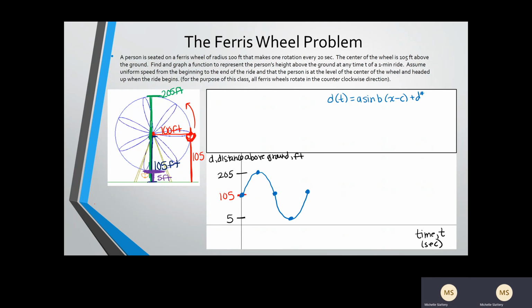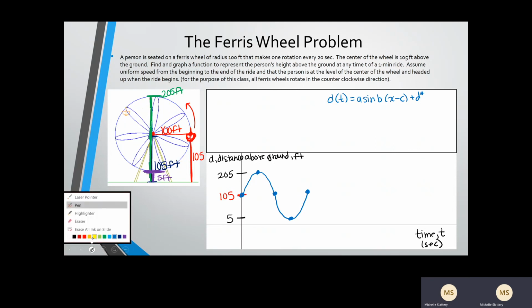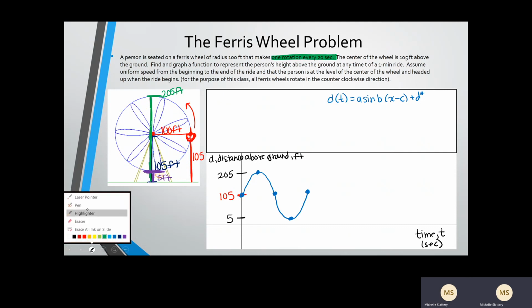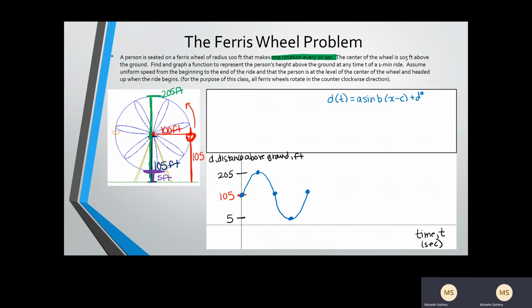Okay, so one piece of information that's important here is where it says that we have one rotation every 20 seconds. That indicates to us a method for finding the period. And so we can say then that the period, which we know is the absolute value of 2 pi over b, since we have one rotation per 20 seconds, every rotation is going to repeat. So one rotation is one period. So the period is 20 seconds.